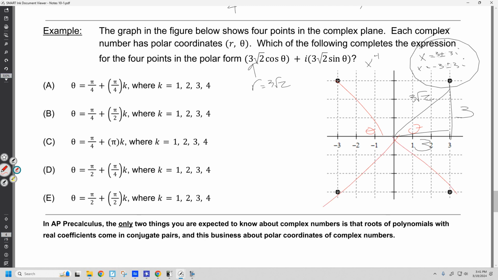This seems like a very complex question, but it's not. What are the angles? Is it pi over 4 plus multiples of pi over 4? Is it pi over 4 plus multiples of pi over 2? Is it pi over 4 plus multiples of pi? Is it pi over 2 plus multiples of pi over 4? Which one of these are the angles where your 4 points are located? Go ahead and write down your answer, A, B, C, D, or E. And then I'm going to show you why, and it's actually fun.